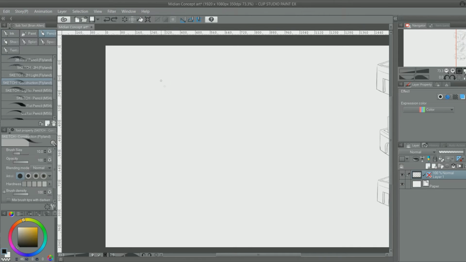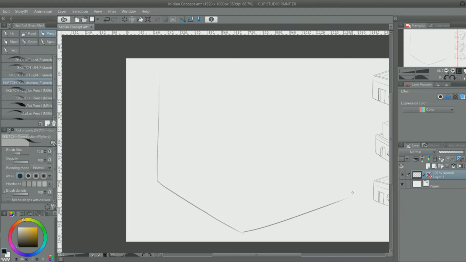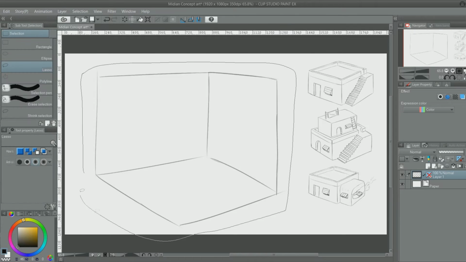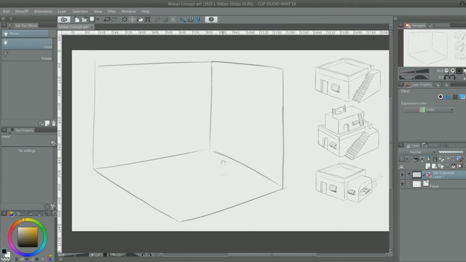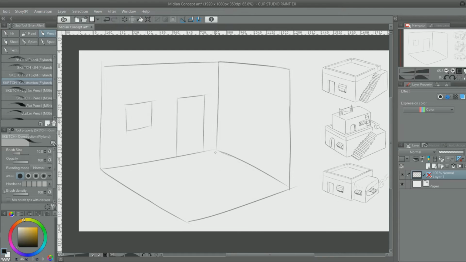So after doing a few of the exterior designs, layouts, I thought I would do the interior designs as well, and just give a rough layout of how the houses inside would look like. And I'm trying to keep it as minimalistic and simple as possible to show that the people that are living in this town are poor, and they're just getting by with what they have.